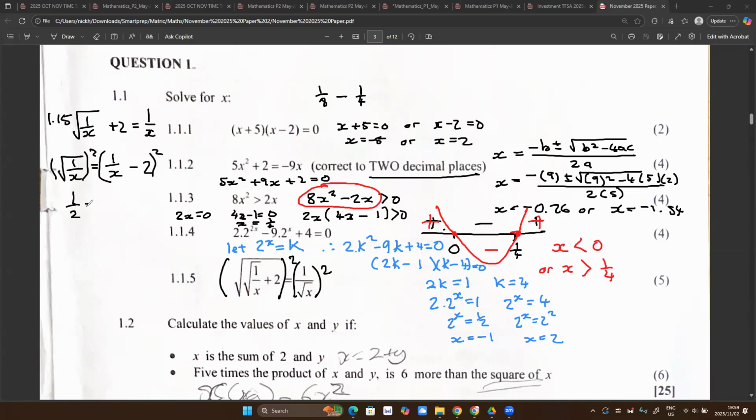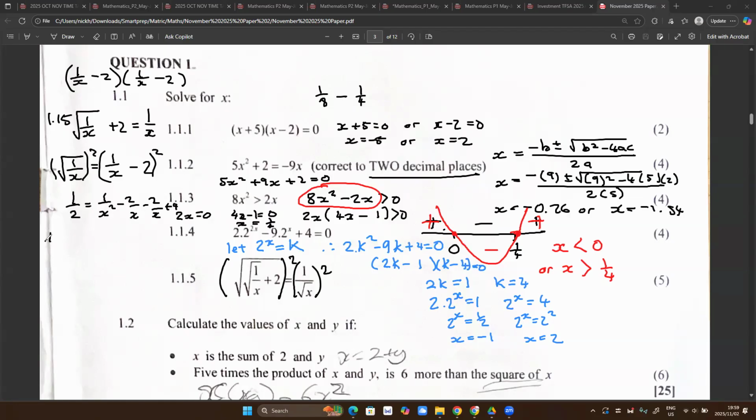we can FOIL it out on the side if we want to, just so that you can do it in your head. But for those of you who want to know what's actually happening, when I FOIL, it'll be 1 over x times 1 over x, which is 1 over x squared, right? And then 1 over x times negative 2 is negative 2 over x, right? And then negative 2 over x again. And then negative 2 times negative 2 is positive 4.